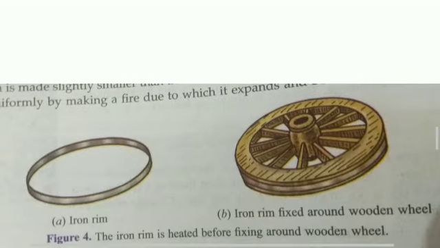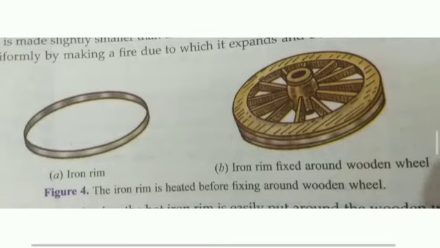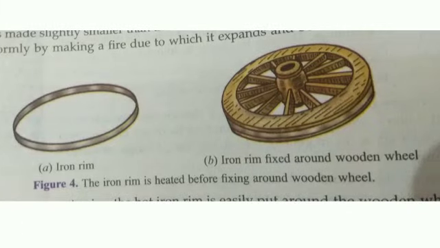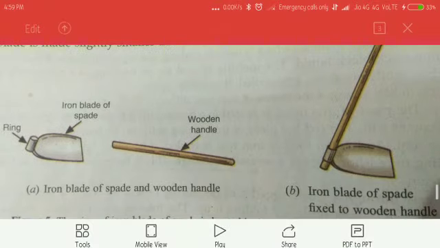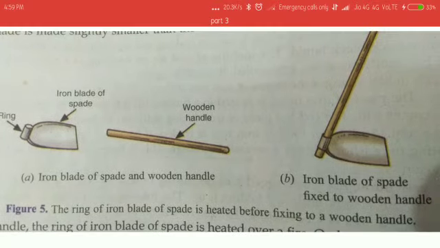Here you can see an iron rim fixed around a wooden wheel. The iron rim is heated before fixing around the wooden wheel, and then it fixes onto the wooden cart. This is also a type of expansion example.